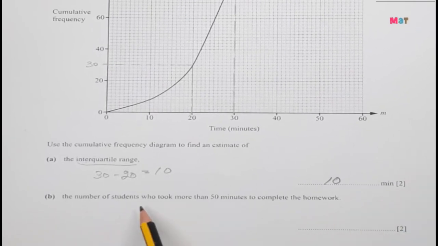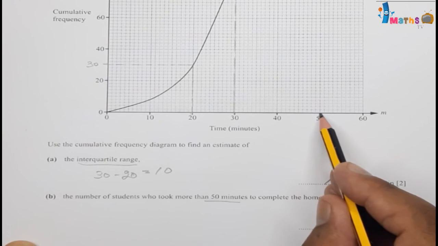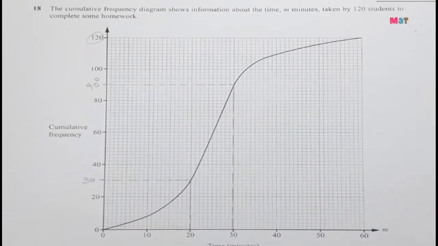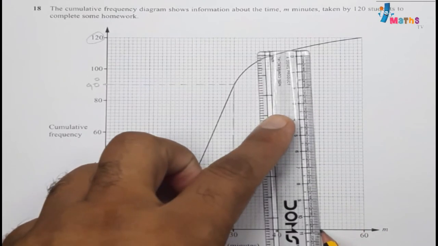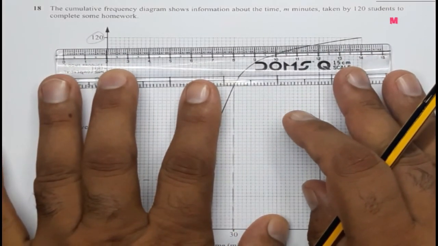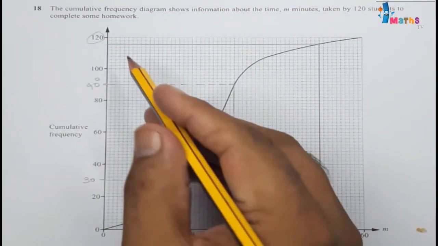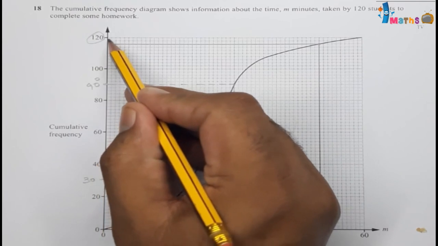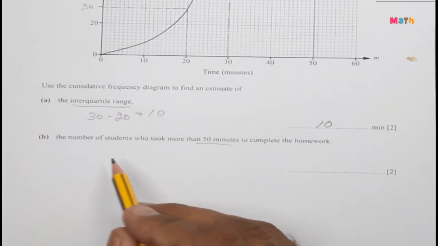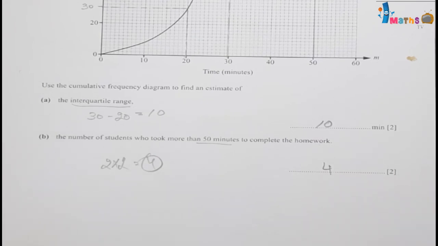The number of students who took more than 50 minutes to complete the homework. So 50 minutes is up to this one. So for more than 50 minutes, we will again check the graph. More than 50 minutes means we'll draw the line like this one and check on this side. So we can see here only 1 and 2. Two boxes are equal to two students each, so two boxes multiplied by 2, we'll get 4 students. So 4 students will be our answer.